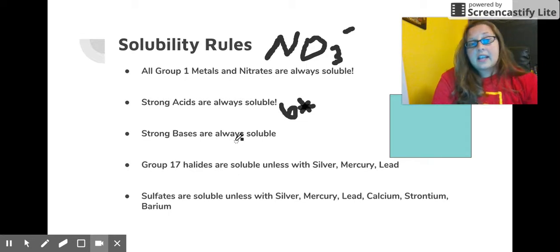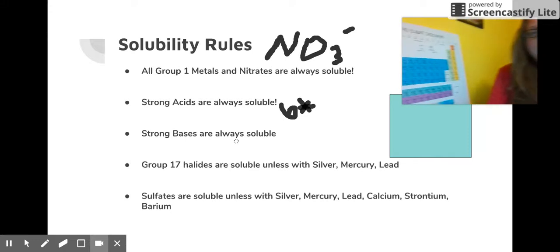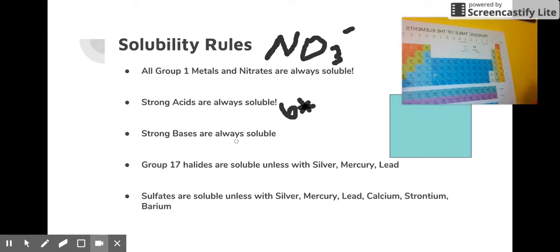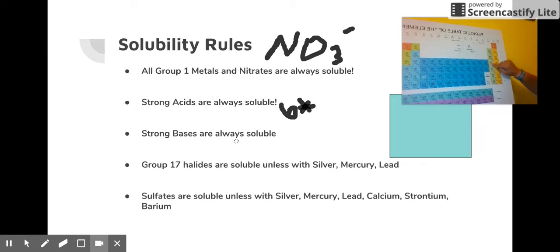Strong bases, I can actually show you on the periodic table. Where I find my strong bases, again, is in this group 1 column, lithium all the way down, as well as the second column, starting at calcium here. If you look on your own periodic table, starting at calcium, you see strontium, barium, and radium. So you'll go down lithium, and down the second group, starting with calcium.